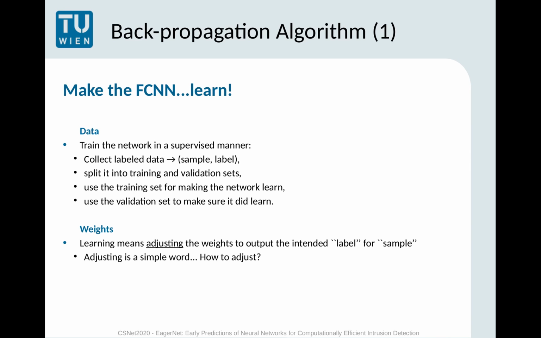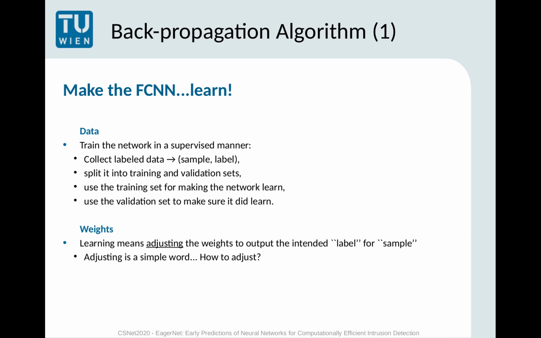And for that, we would need, first of all, data. So if we want to achieve this, we would have to train our network in a supervised manner. And basically by supervised, I mean that we have samples and their labels. So what we do next is just we split the data into two sets. So we have a validation set and a training set. We use, of course, the training set to train the network or make it learn, and then we use the validation set to test if our network, model, or system learned what we wanted to learn.